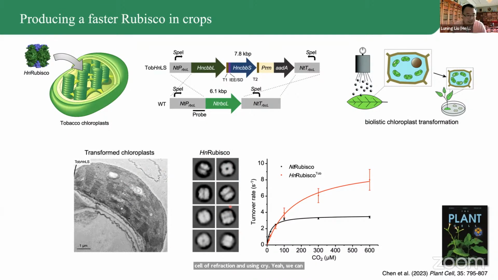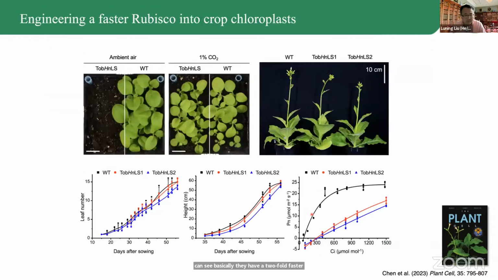typical decameric structures, and they do not affect the chloroplast structure much, because they are mostly soluble and never form aggregations. And we can detect the activity of the bacterial Rubiscos. You can see that basically they have a twofold faster carboxylation rate than the native tobacco Rubiscos.